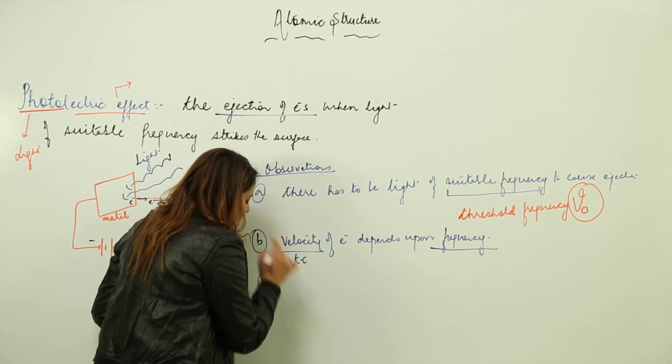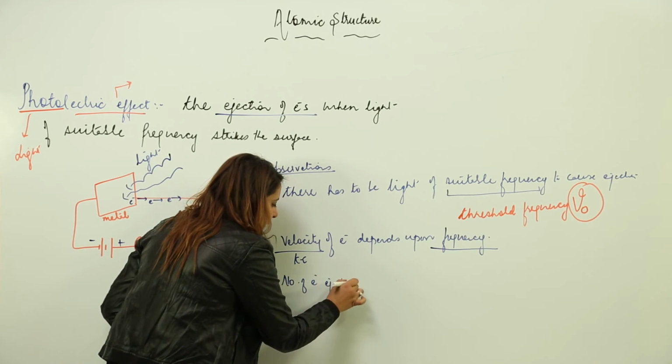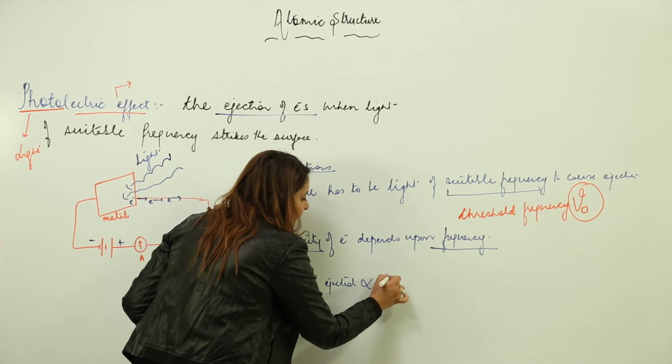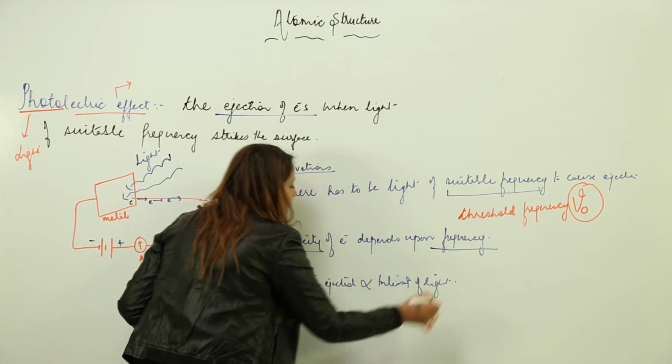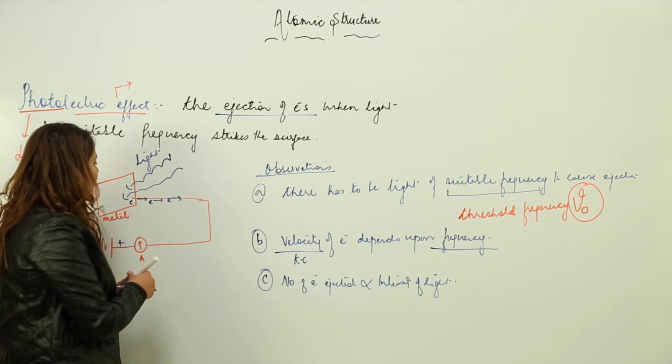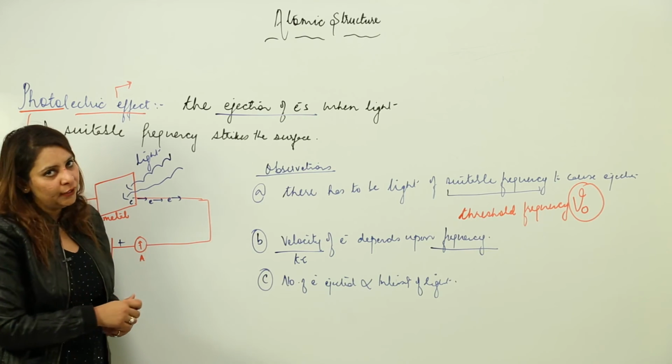Third, we have seen that the number of electrons ejected depends upon the intensity of light. The number of electrons ejected depends upon how long this light is allowed to fall on the metal surface. So this is what we have seen, the photoelectric effect.